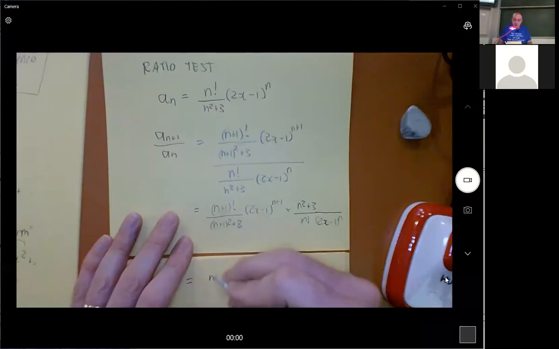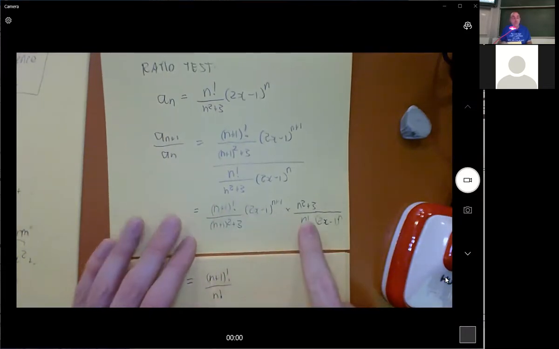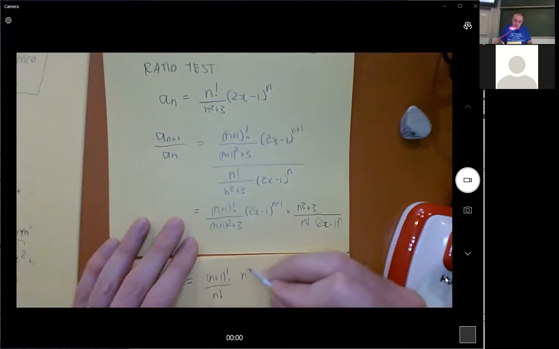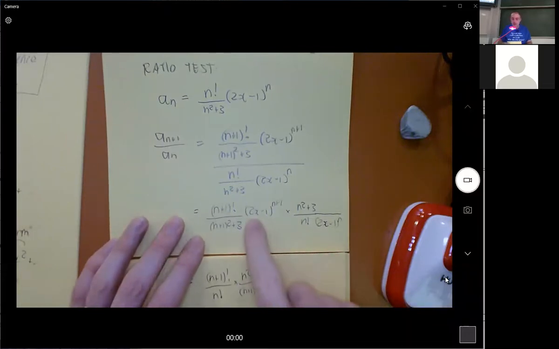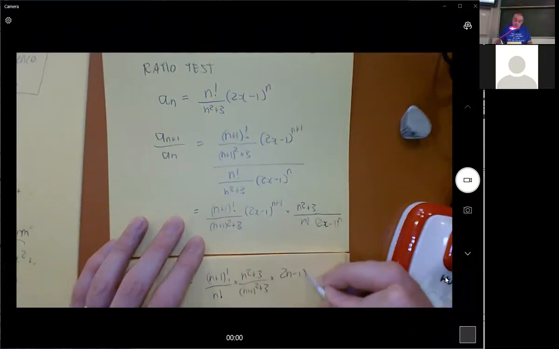I've got an n plus 1 factorial divided by an n factorial. I've got an n squared plus 3 divided by an n plus 1 squared plus 3. And I've got a 2x minus 1 to the power of n plus 1 divided by 2x minus 1 to the power of n. I'm going to explicitly put that in just so that it's clearer what's happening.